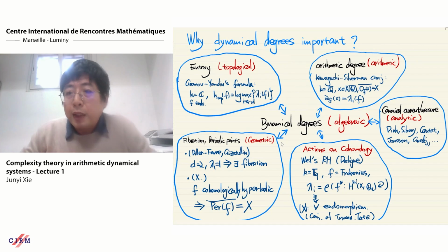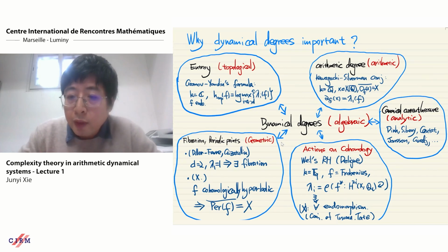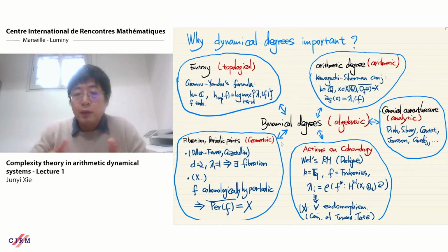And there is also an analytic aspect. We think that if f has some kind of hyperbolic condition, for example if f is cohomologically hyperbolic, people think that in this case we should have some canonical current or canonical measure, and many people work in this direction and have a lot of interesting results. I think there are Dinh, Sibony, Cantat, Dujardin, and many other people for this construction of canonical measures and canonical currents. Okay, this is an analytic aspect. So I think this explains why the dynamical degree is important.